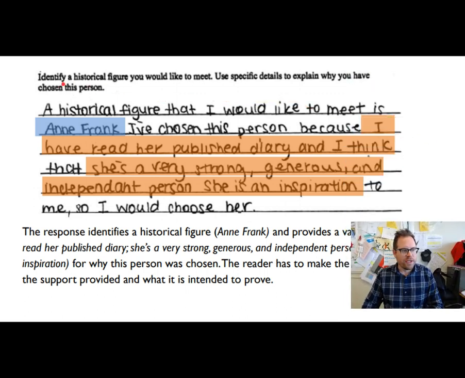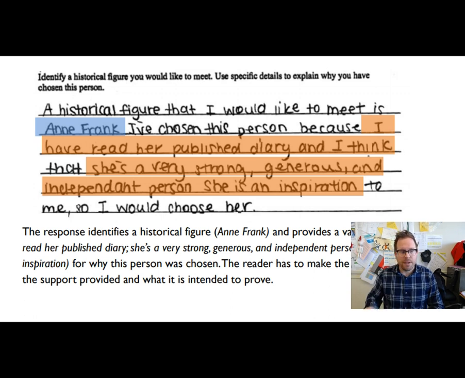Okay? So again, the question is, identify a historical figure you would like to meet. Use specific details to explain why you have chosen this person. So here's this student's answer here. "A historical figure that I would like to meet is Anne Frank. I've chosen this person because I have read her published diary, and I think that she's a very strong, generous, and independent person. She's an inspiration to me, so I would choose her." It seems like a fairly good answer.